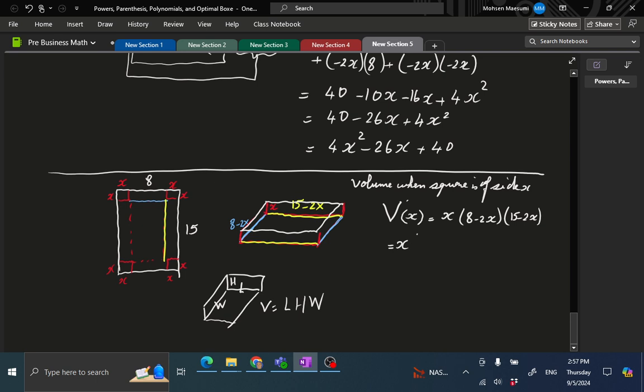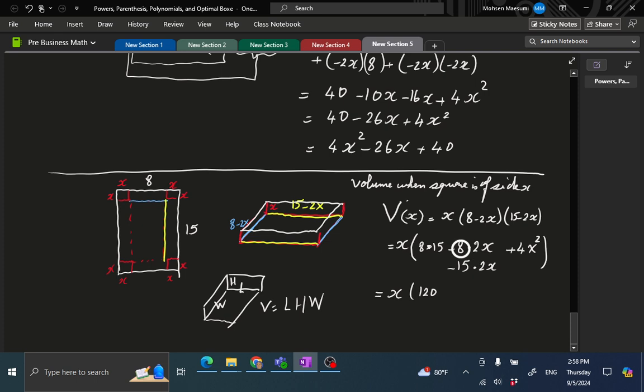So leave the x out for a second. 8 times 15. Let's write everything I'm going to multiply, and then we multiply later. Minus 8 times 2x. So I hope my x's and multiplication signs don't mix up. And then I have another minus 15 times 2x. And then I have 2x times 2x, which is plus 4x squared. Is that right? Minus times minus is plus. 2 times 2 is 4, and x times x is x squared. So that is 120.